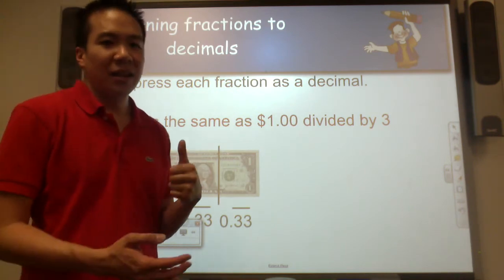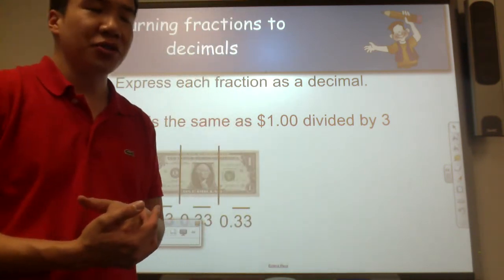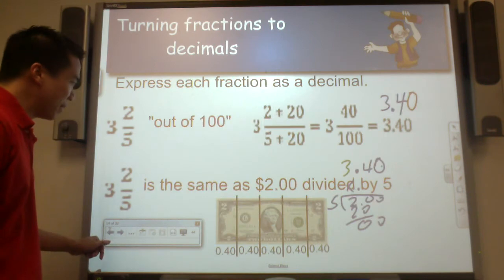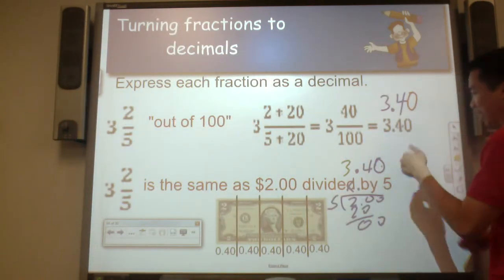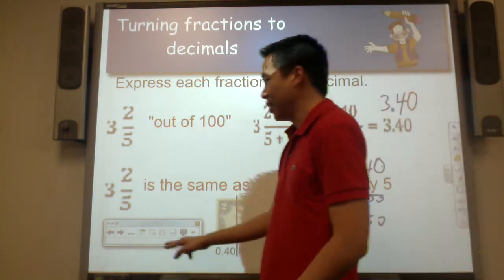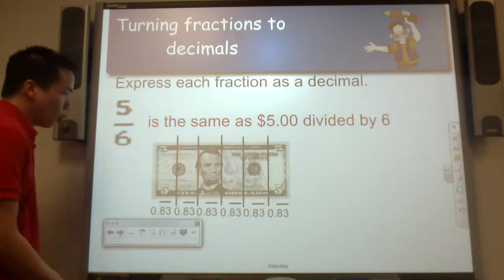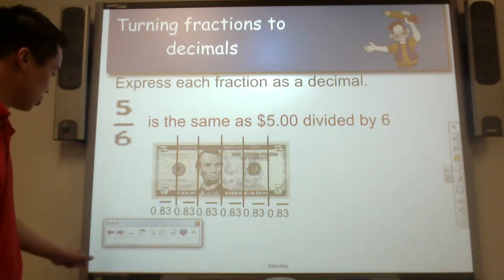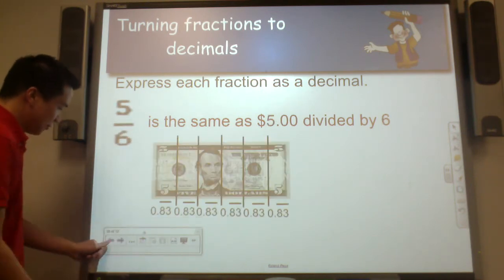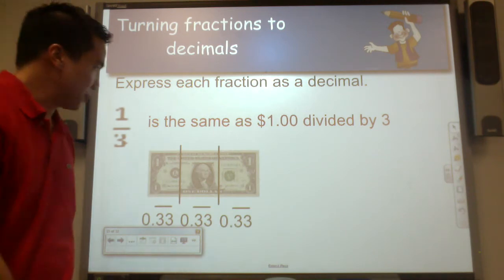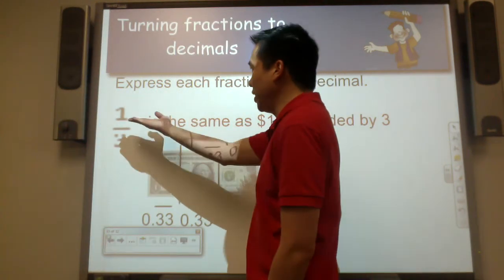However, not all decimals are terminating. That means they stop. They don't continue forever and ever. They just stop right here and there. We have things that are called repeating decimals, such as 1/3 and 5/6. Let's look at 1/3 first. You have 1/3.